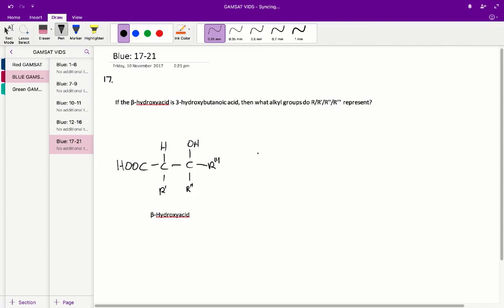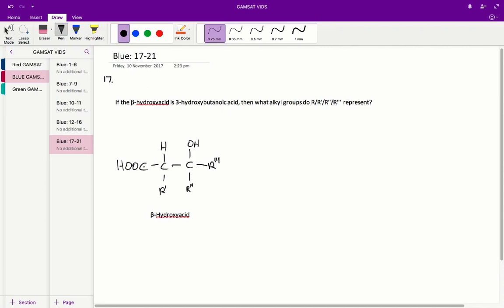Question 17 to 21 in the ACER blue paper. Question 17 is essentially asking us, if the beta hydroxy acid is 3-hydroxybutanoic acid, then what alkyl groups do R, R dash, etc. represent? This question should make a lot of sense if you understand a little bit about the structural diagram of 3-hydroxybutanoic acid. We know that 3-hydroxybutanoic acid has a 4-carbon backbone because it has a butanoic acid base.